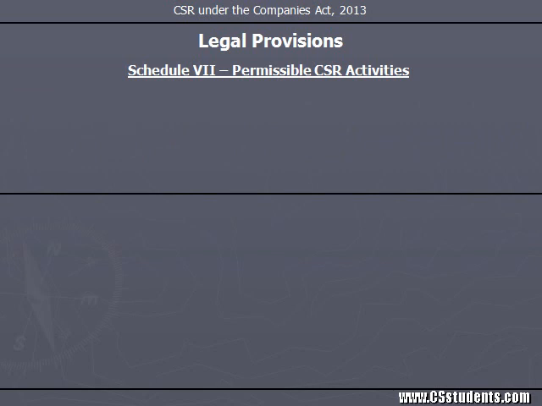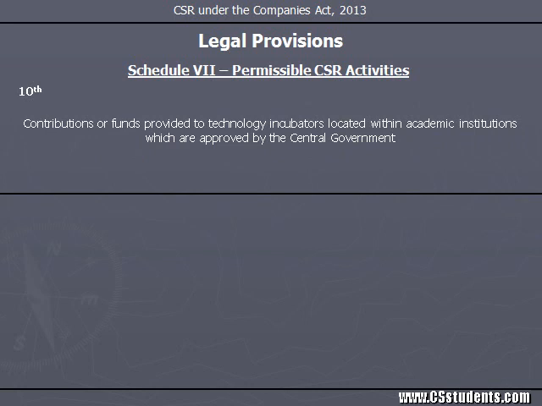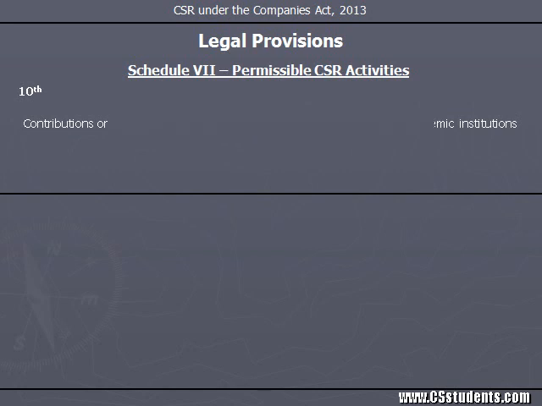The second last activity is contributions or funds provided to technology incubators located within academic institutions which are approved by the central government. The last one in the list, rural development projects. So, X Limited gets a housing project constructed in the rural area. It's a CSR activity.